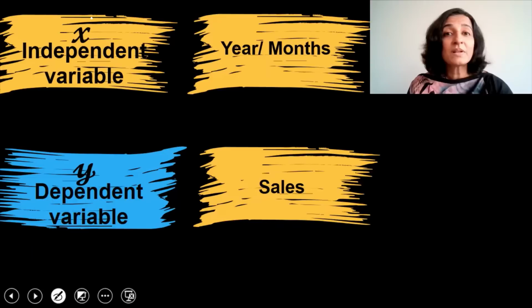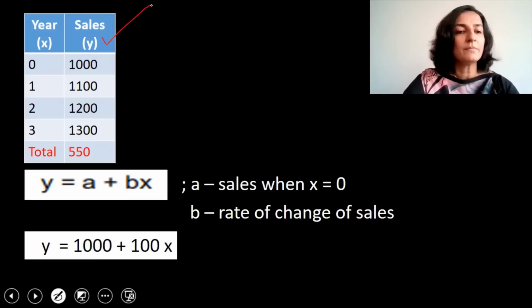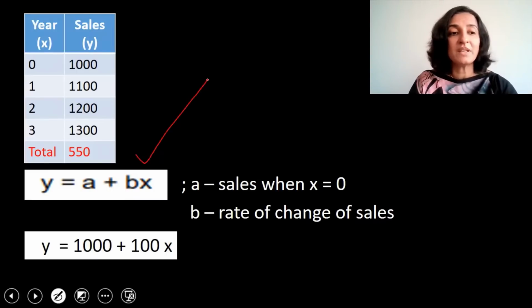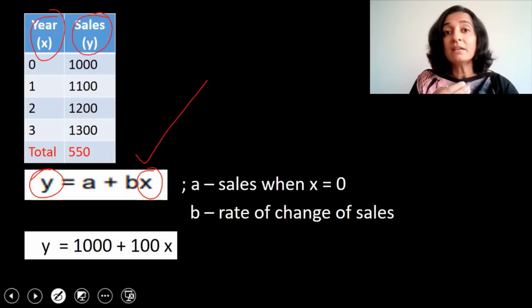Now let's take an example so that you will understand the meaning of the formulas. So we have the year in the first column running from 0 to 3, and we have sales in the second column. Now we just saw that the equation of the trend line is y = a + bx, where y is the dependent variable and x is the independent variable. Now, in this case, year X, that's the independent variable, and sales Y, that's the dependent variable, dependent on the number of years that the business has been running.